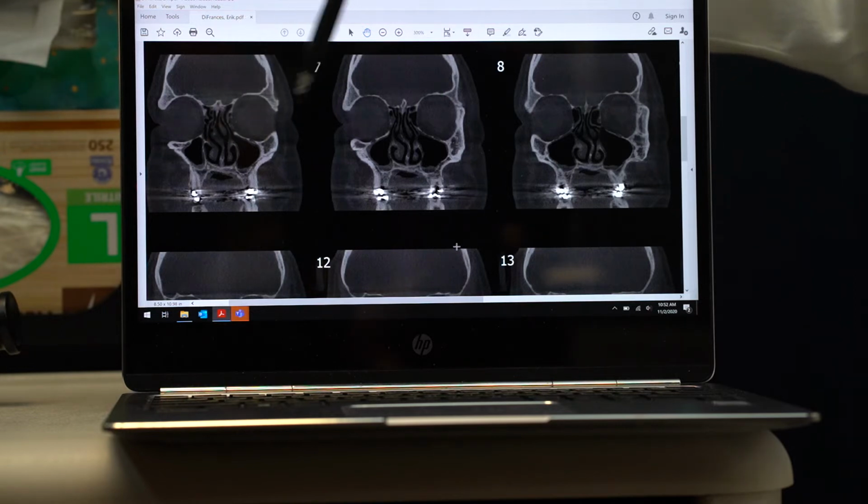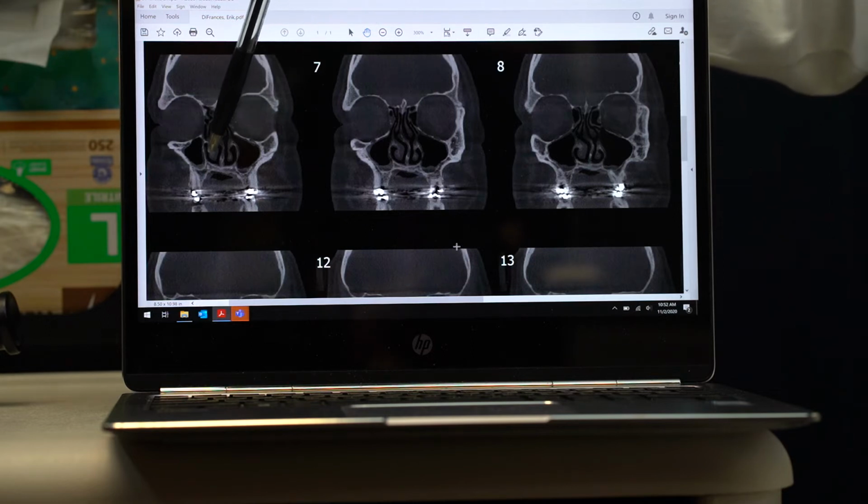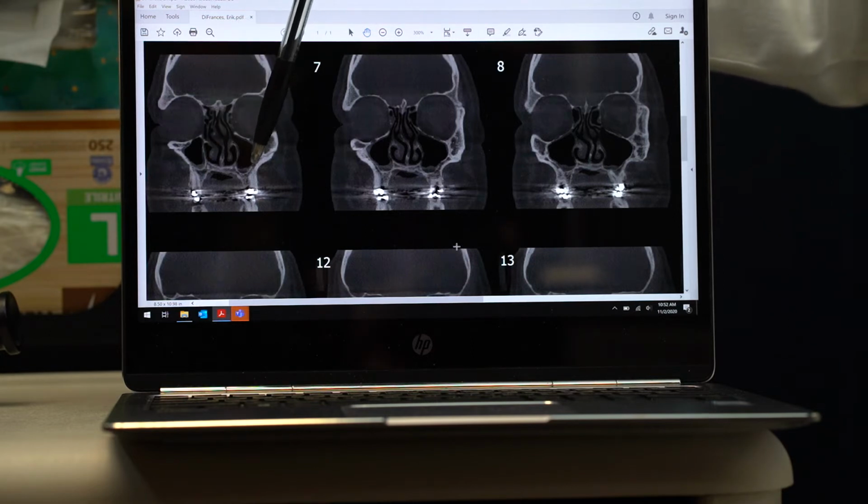Within those cheek sinuses, and we'll see a little bit more in a second, we start seeing some grayness. So gray at the bottom here, gray at the bottom here.